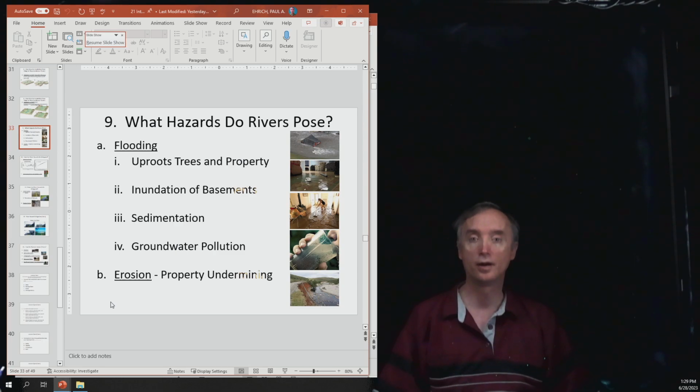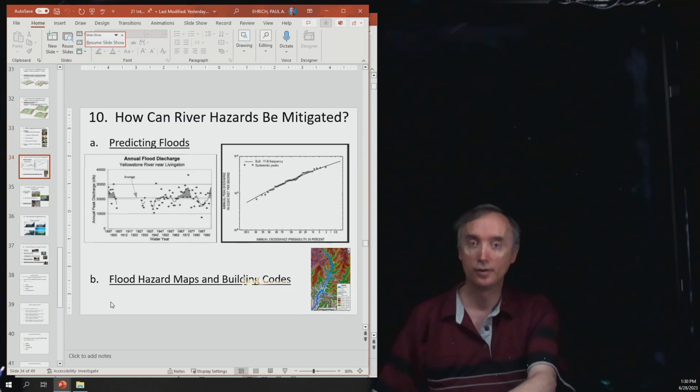When the flooding goes away, it can leave sediment behind. It could also pollute the groundwater. Another thing a river can do is it can cause erosion, which can undermine roads and houses. So this would make for an excellent essay question on the exam. Name two different ways that a river can cause damage, for example.